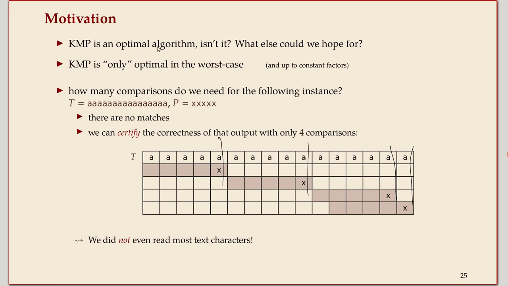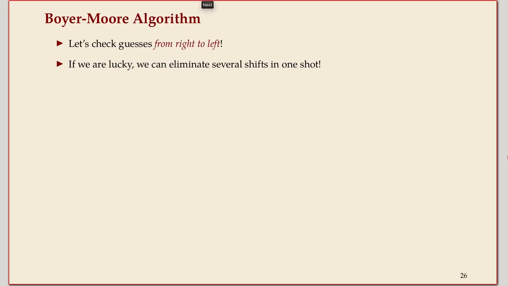So KMP is optimal in the worst case sense. We cannot always do better, but we might sometimes be able to do better. And here's a specific example, but let's try to be a little more generic about this, a little more general. A core insight, the main insight in Boyer-Moore's algorithm, is that it's maybe not a smart idea to check the pattern from left to right and also move it left to right. Let's move it from left to right, but check it from right to left.